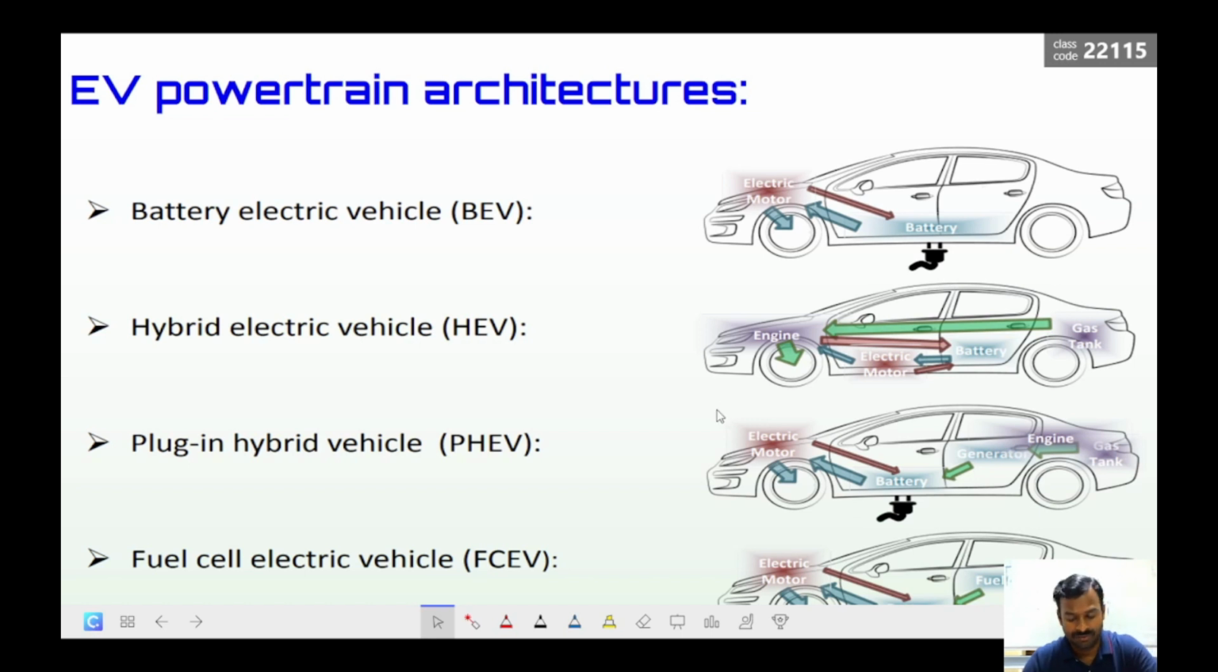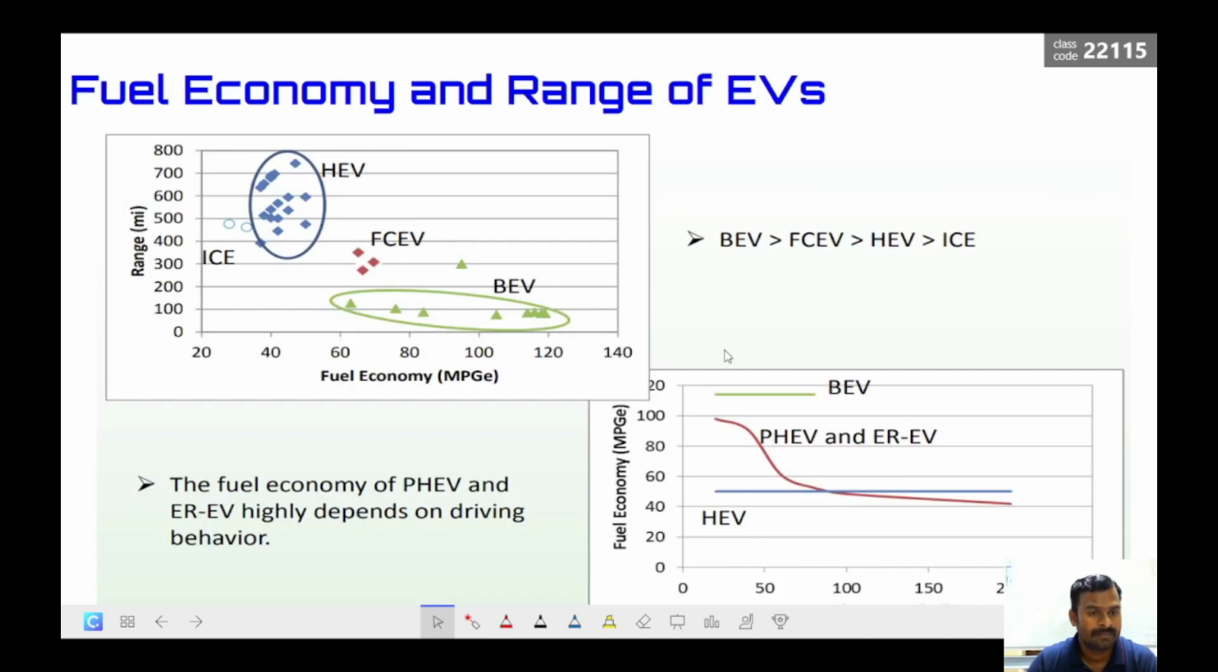So these are a few different types of powertrain architectures available for EVs. Now let us have a comparison of fuel economy and range of EVs, so that we can understand them clearly. Let me take this highlighter.